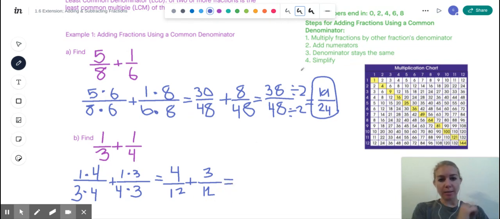Now let's go ahead and solve that. Step 2 says to add the numerators. 4 plus 3 is 7. And step 3 says the denominator stays the same. Step 4 says to simplify. Does 7 and 12 have any common factors? Nope, they don't, right? They're not an even number, so we can't divide it by 2 because 7 does not end in 0, 2, 4, 6, or 8. 12 does, but that doesn't help. All right, that's it. Our answer is 7/12.